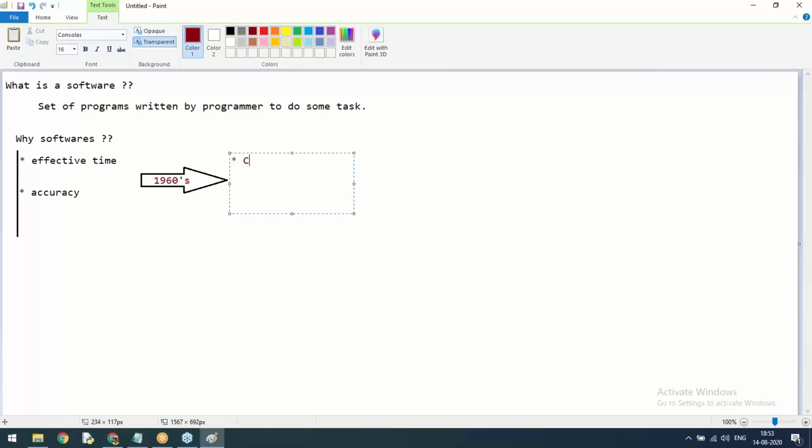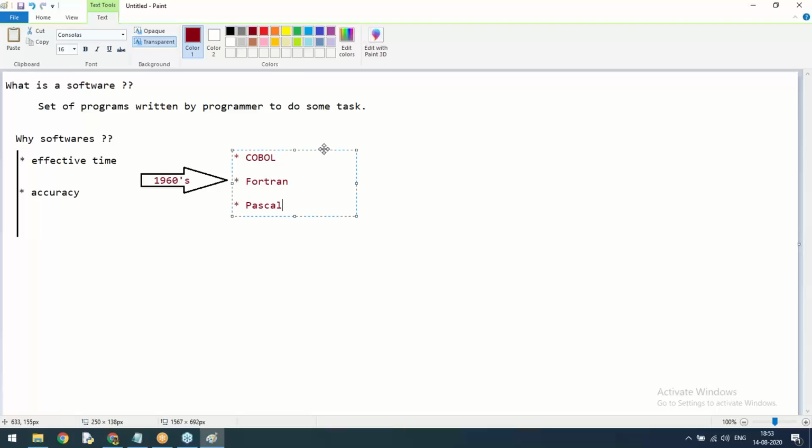we had COBOL. Heard about this? We had Fortran. Then we had something like Pascal. Heard about these programming languages, sir? Older programming languages. Nowadays, nobody uses them. Nowadays, many people don't even know them. Correct, sir? Old languages: COBOL, Fortran, Pascal. Early on, these languages were introduced. Sir, they are programming languages, remember.